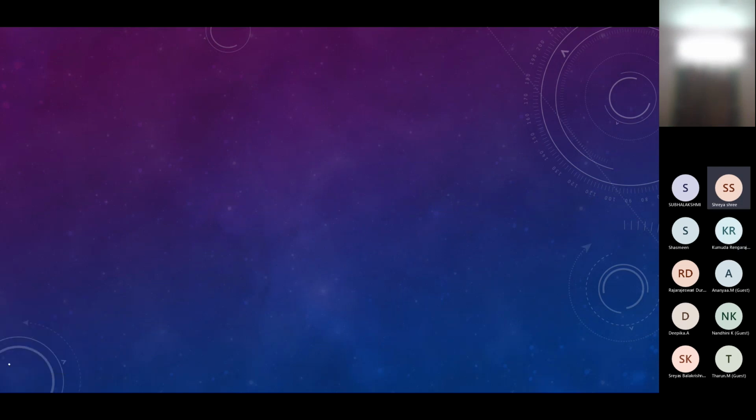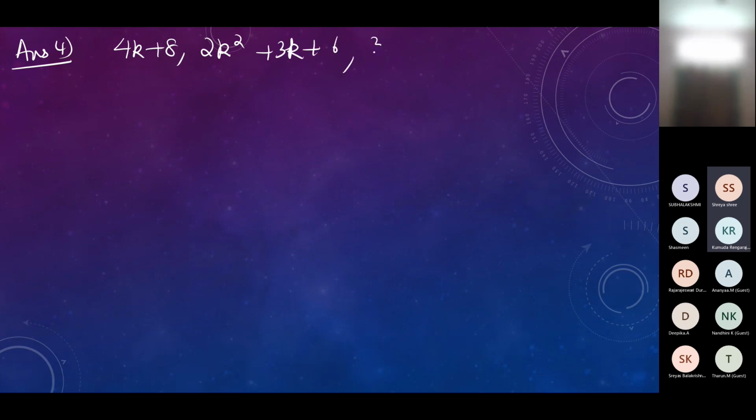Just tell me the first equation. That is enough. Meaning whatever you have constructed, how you've started the answer. Okay, so it's given that 4k plus 8, then 2k square plus 3k plus 6, and 3k square plus 4k plus 4, these are 3 consecutive terms of an arithmetic progression, and you are asked to find the value of k. So these are 3 consecutive terms.